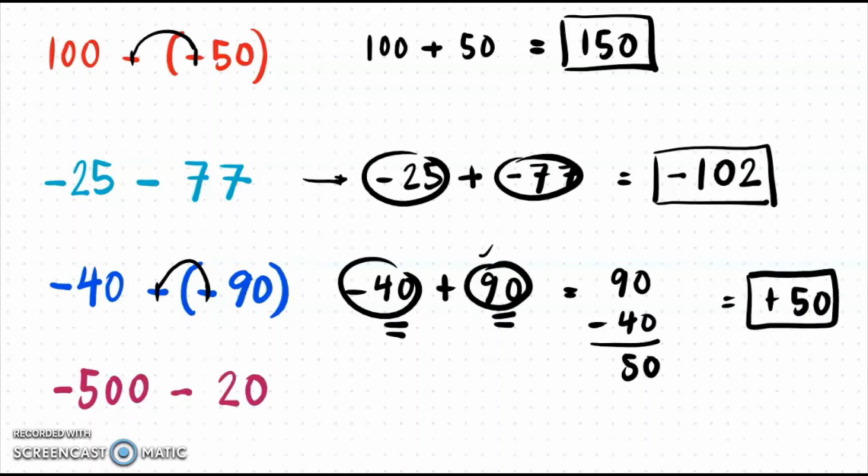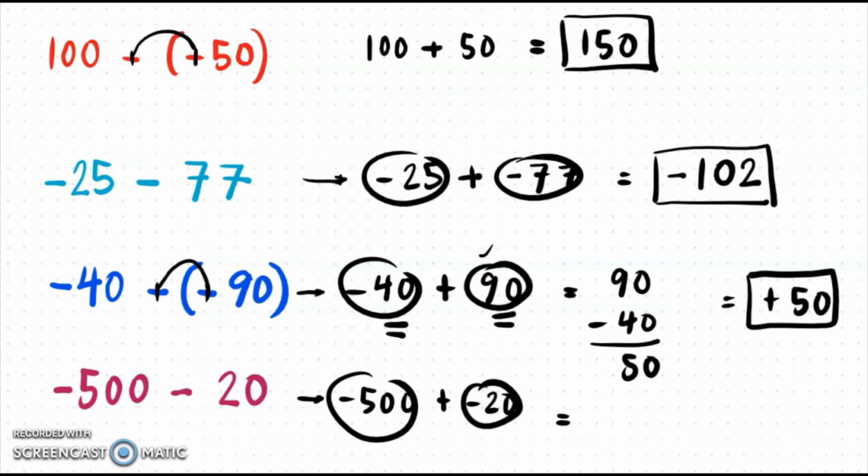By the way, when I write positive, it's the same as not writing anything, just a 50. Okay? If you don't see a negative sign, automatically it means positive. And for the last one, since we have negative 500 minus 20, it's the same as writing negative 500 plus a negative 20. And this time we are adding two negative numbers. So just do normal addition. That will be 520, right? And this sum should be negative. That's it.